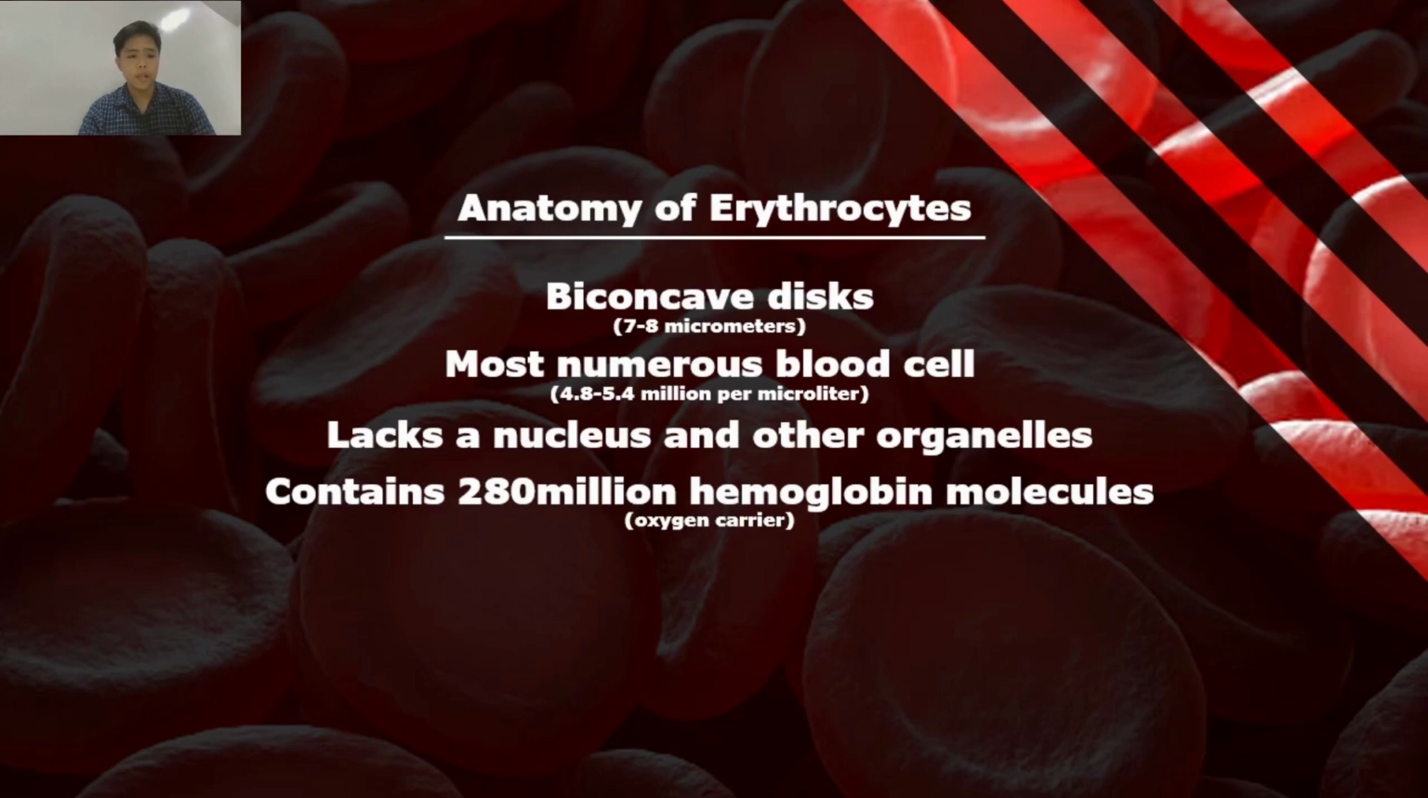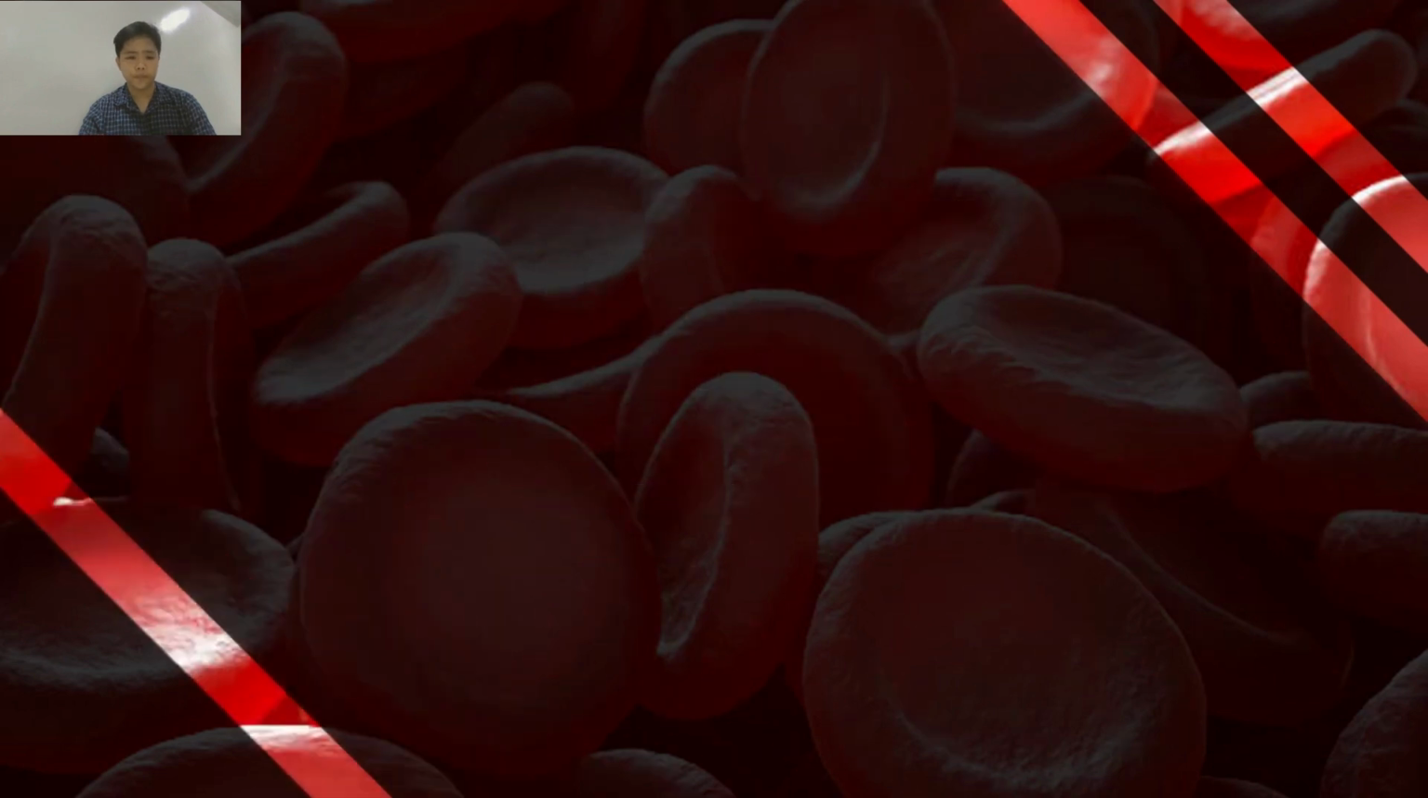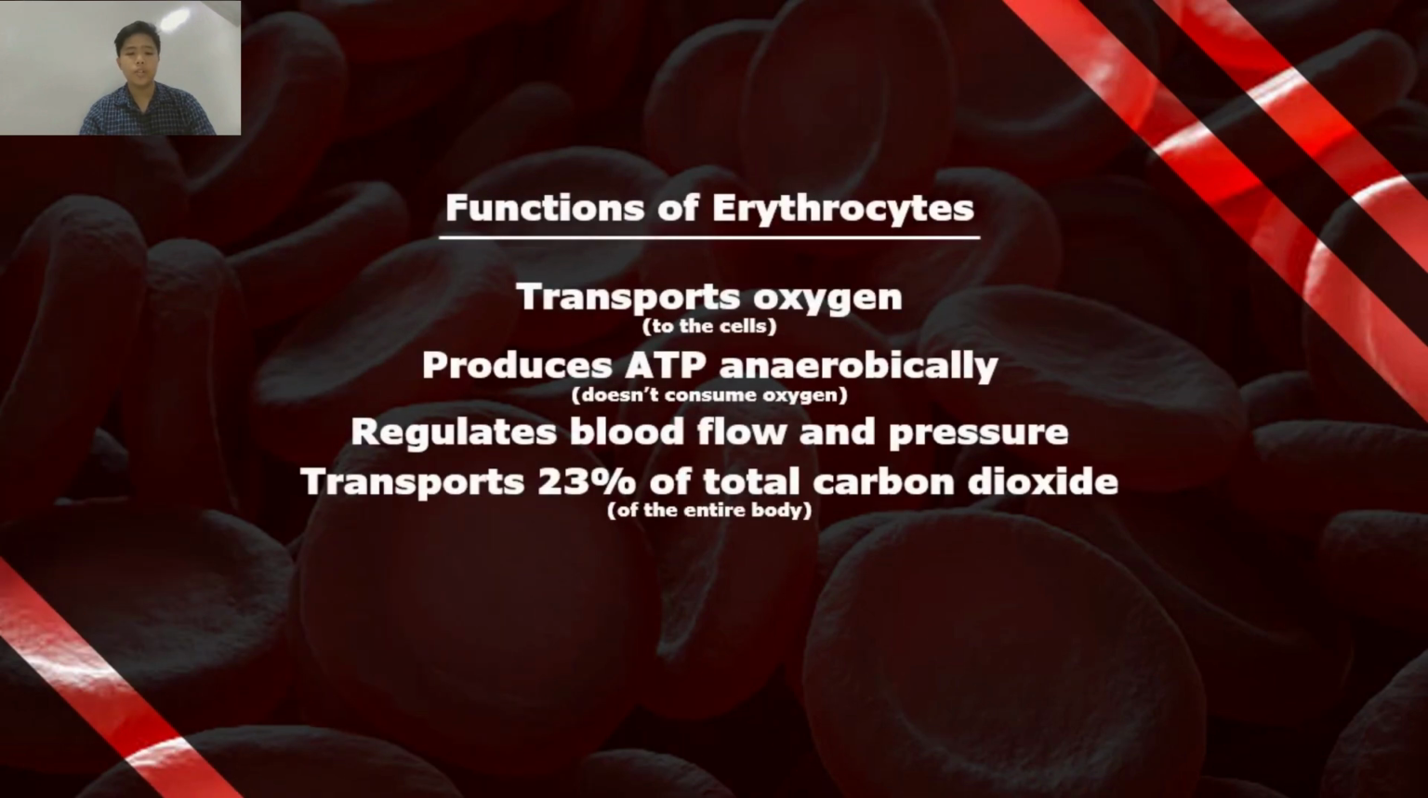Next up is their function. RBCs transport oxygen into the cells with the help of hemoglobin, and since they produce their ATP anaerobically, the oxygen they carry is not used, which maximizes the amount of oxygen they can deliver. Another function is that they regulate blood flow and blood pressure by being constantly on the move. While they circulate, they get 23% of the body's carbon dioxide and bring it to the lungs for exhalation.